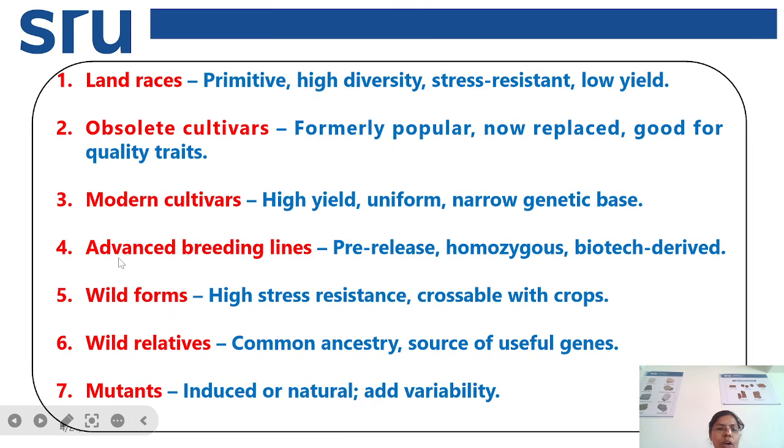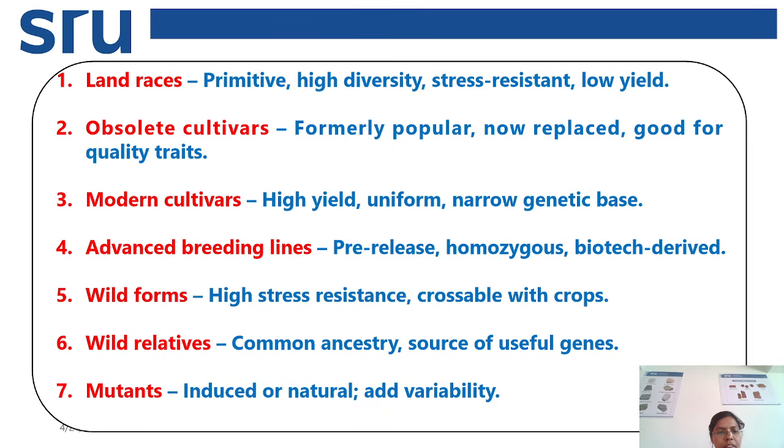And next, coming to advanced breeding lines. These advanced breeding lines are the pre-released plants. Mostly they are homozygous, nearly homozygous plants, and they are biotechnology derived plants.